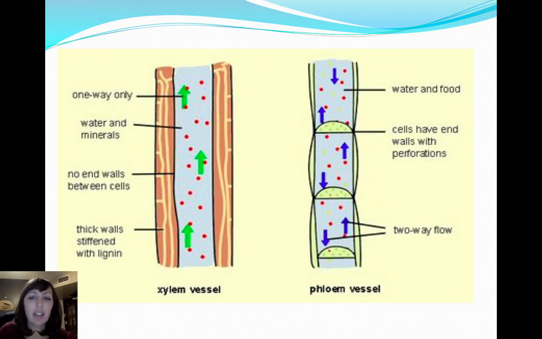Okay, so when you're looking at the xylem vessel next to the phloem vessel, the xylem vessel carries water one way only, and it's water and dissolved minerals. And there are no end walls between the cells, right? It's just a continuous pipeline. And the thick walls are stiffened with lignin, and the vessel itself is dead, right? It's made of dead cells. Where the phloem vessel is made of living cells, and the cells are end to end with perforated walls called sieve plates that are in between each cell. And there's a two-way flow in the phloem vessel, which carries water and food like sucrose.